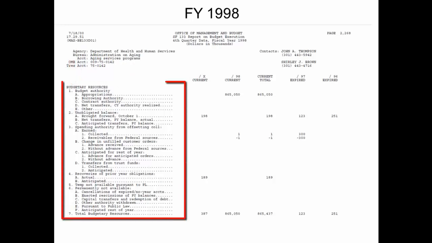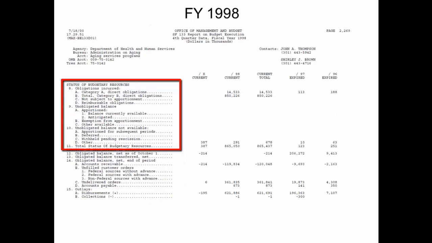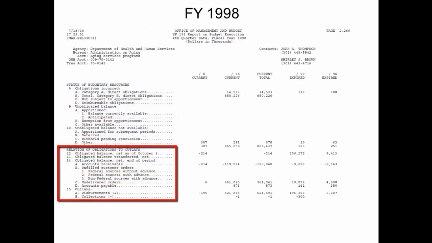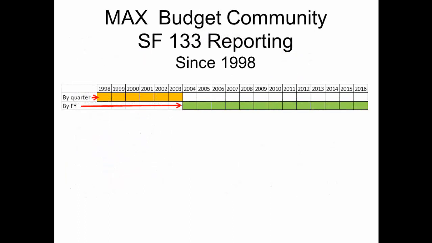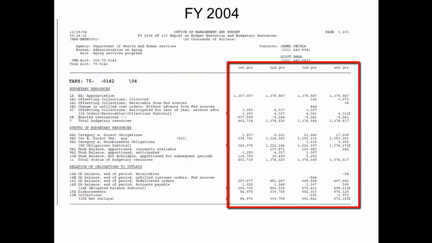There was a section called Budgetary Resources, Status of Budgetary Resources, and Relation of Obligations to Outlays, but no summary of BA and Outlays net. Starting with fiscal year 2004, SF133s are prepared by TAFs, and all 4 quarters are included in a single report by year end, but there's been no change to the line numbers.